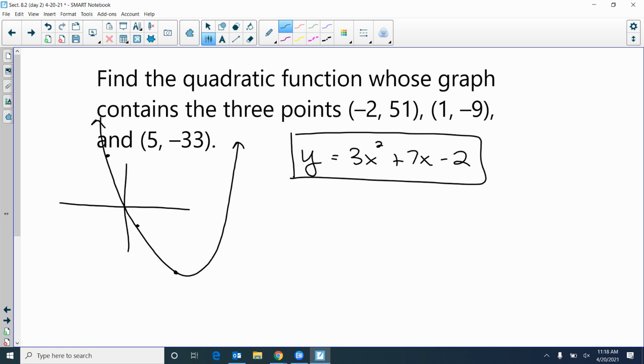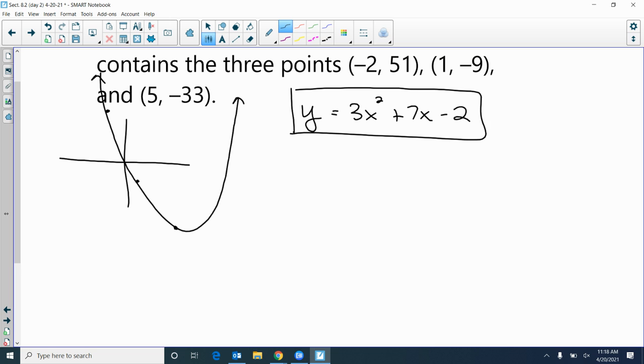All right. Well, in general, we call this y equals ax squared plus bx plus c. We got to find a, b, and c. We got to find those. All right. We know the point. We actually know 3 points. We're going to use those to create 3 sets of equations, a 3x3 system. And we're going to solve it like we normally do.